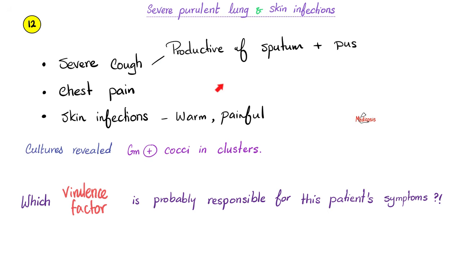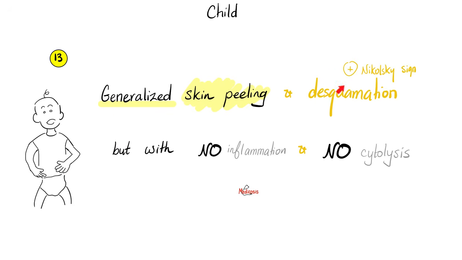Severe lung infection and skin infection. This is classic Staph aureus. Which virulence factor? The answer is cytotoxins. There is cytotoxin alpha, beta cytotoxin, gamma cytotoxin, delta cytotoxin, and PV cytotoxin. Please refer to the previous video. What's that, kid? This is staph scalded skin syndrome.